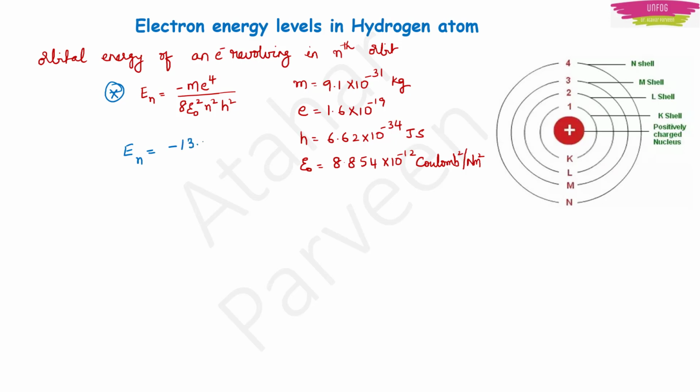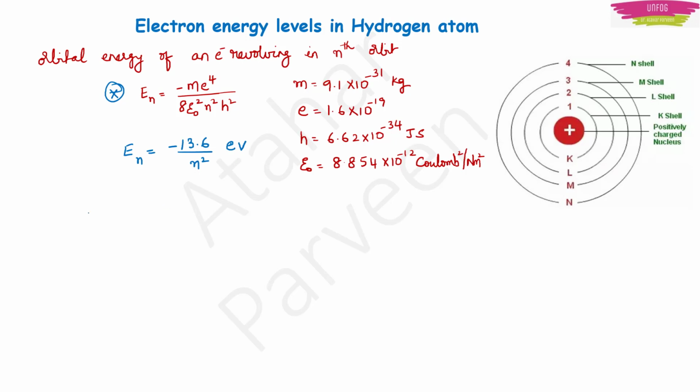Minus 13.6 upon n squared. The n will not change because we don't know what n is. If n is 1, you will write 1 there. If n is 2, you will write 2 there. So n is not a constant; it is the only variable here. This is in electron volt. The unit of energy here will be electron volt, and energy is inversely proportional to the square of this n, the principal quantum number.